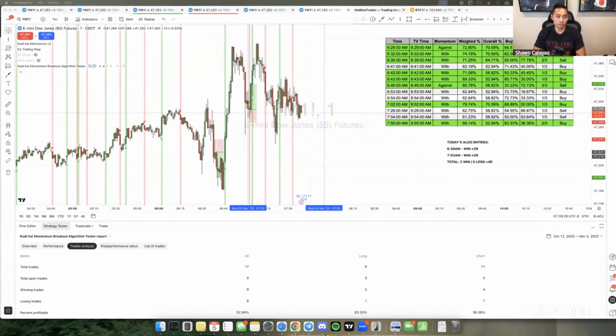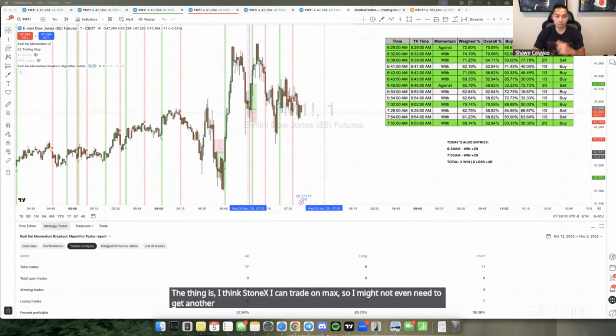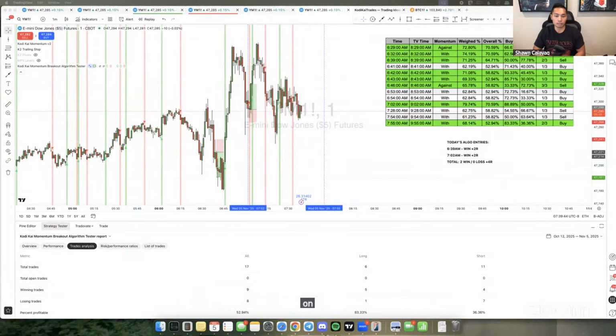The thing is, I think StoneX I can trade on Mac, so I might not even need to get another laptop. I might just keep this one for my prop accounts, and then I'll trade StoneX for the hedge clients on my actual computer. You'll probably be able to see the actual trades here on StoneX because I'll probably be doing it on my actual computer.